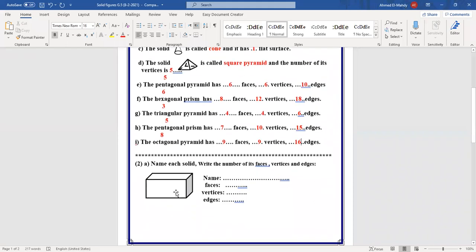Exercise number 2. Name each solid, then write the number of its faces, vertices, and edges. Firstly, Yasin Hisham, what is the name of this solid? Rectangular prism. The base here is a rectangle, and we have two bases, so it will be a rectangular prism.